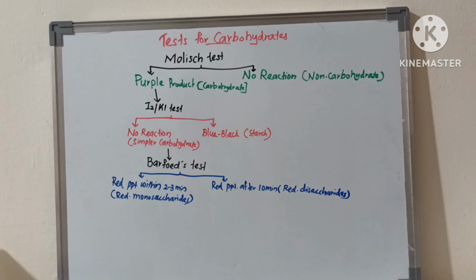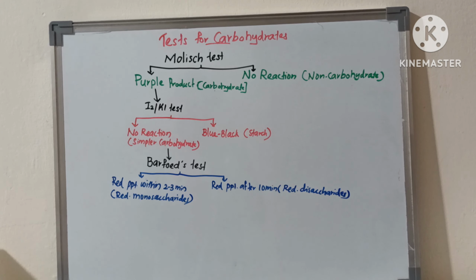After that, next test is known as Barfoed's test. Barfoed's test is a chemical test used to detect the presence of monosaccharides. Here disaccharides may also react, but the reaction will be much slower than monosaccharides. This test detects reducing monosaccharides in the presence of disaccharides. So this Barfoed's test distinguishes reducing monosaccharides from disaccharides.